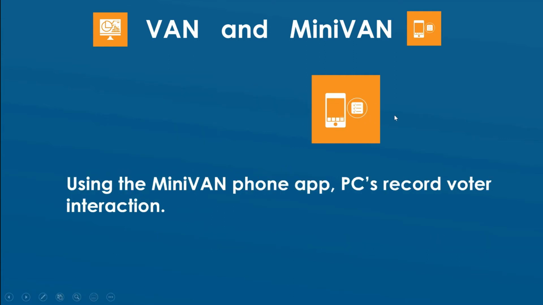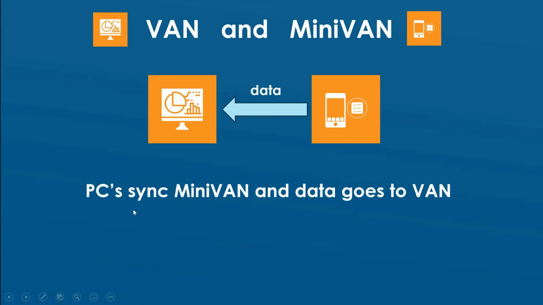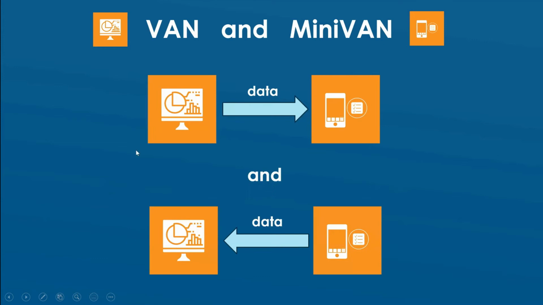Then the PC will use that app, as in this case, to knock on doors or drop flyers. They'll record what their interaction is with each voter, and they'll put it into the miniVAN. Then the PCs will sync miniVAN, and the data goes back to VAN. Again, so that data can be used for future outreach efforts. And we know how much interaction we're having with voters, which is important. So again, we have this digital flow of data, which is very efficient and easy.